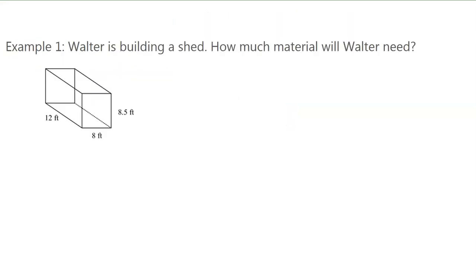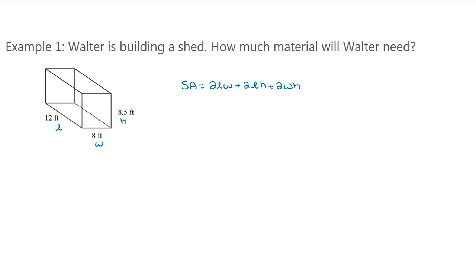So now let's look at example 1. It says Walter's building a shed. How much material will he need? So let's start by writing out the formula for surface area of a rectangular prism. Because when you're building a shed, that's essentially what they're looking for, the surface area. Now in the diagram, 8 feet, I can call that the width. 8.5 feet, I'll call that the height, and 12 feet, I'll call that the length.